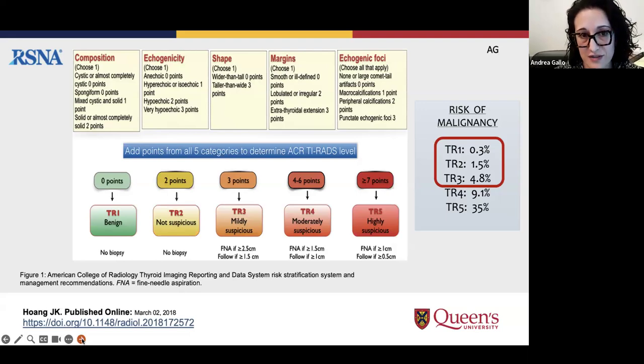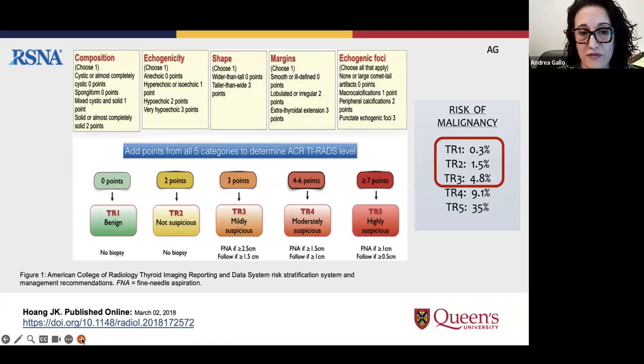We need to consider that this is operator dependent, that there is a little bit of variability in each person reporting the study. But the idea is that we have been trying to be very consistent with imaging, to reproduce every single test in the same way, to do the same measurements of the nodules, and to make it more consistent so we can give a better score for every single nodule.